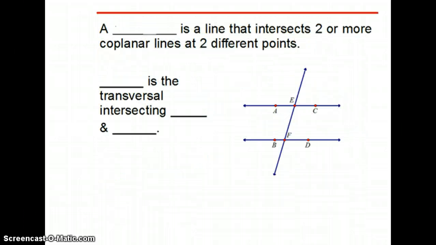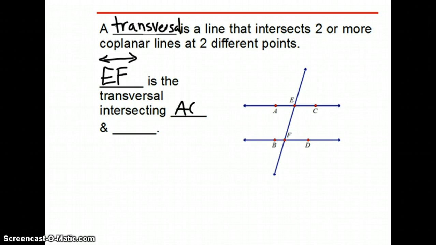Now when we have a line that intersects two or more lines, we call that line a transversal. So a transversal is a line that intersects two or more coplanar lines at two different points. Now in our picture, line EF is my line that's intersecting lines AC and BD. So my transversal is EF. That is the one that's doing the intersecting.